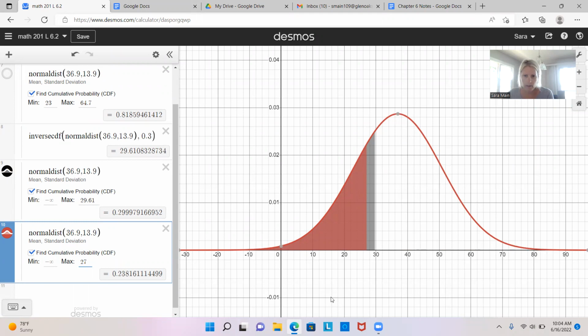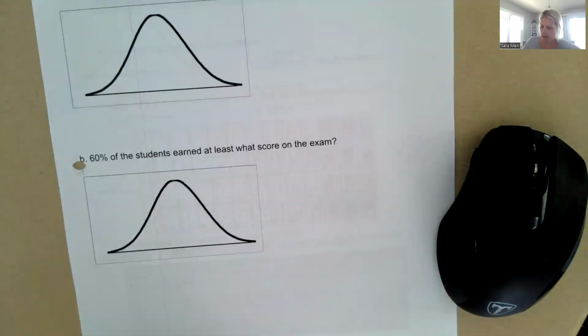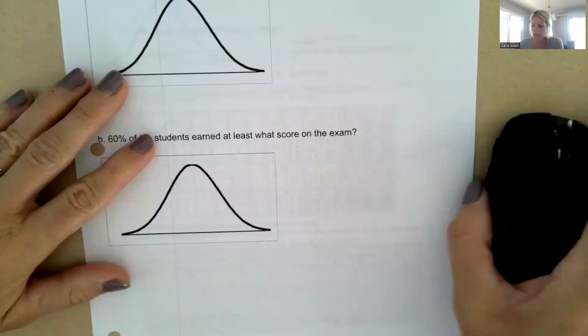Okay, so let's go ahead and flip the page and look at the next example. We've got two you try its for you to try here.